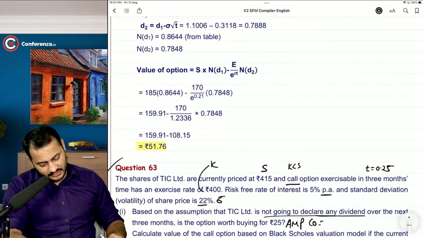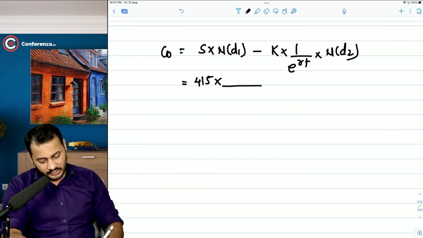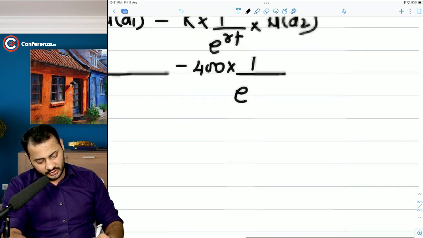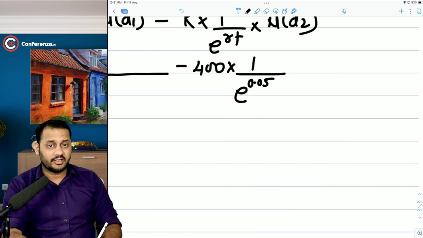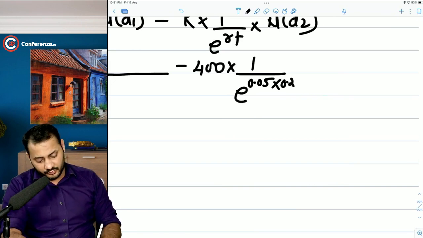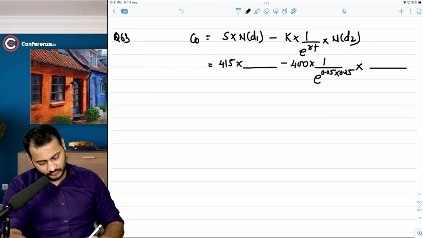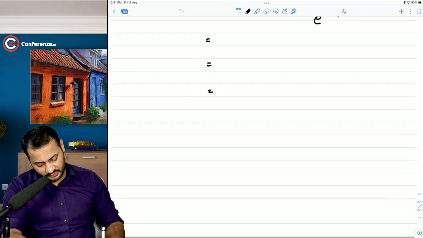Spot price is 415 multiplied by N(d1), leaving the space for it, minus strike price 400 multiplied by 1 divided by e to the power, have a look, 0.05 is the rate of interest per annum into time 0.25, into N(d2), leaving the space for it. Cool. This and this will be enough.